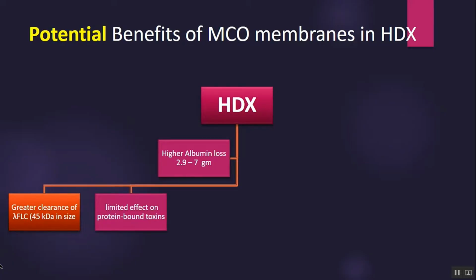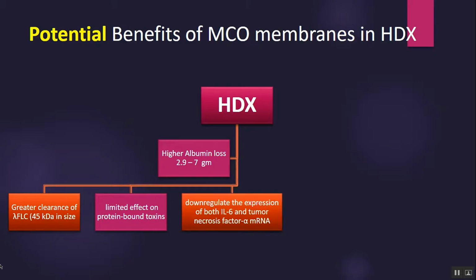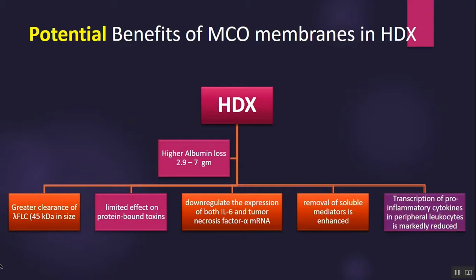There is limited effect on protein-bound toxins. It down-regulates the expression of both interleukin 6 and tumor necrosis factor, with removal of soluble mediators, and transcription of pro-inflammatory cytokines in peripheral leukocytes is markedly reduced. We should note that albumin loss in conventional high flux is below 0.4 gram, while in HDX or expanded hemodialysis it approaches 3 to 7 grams.